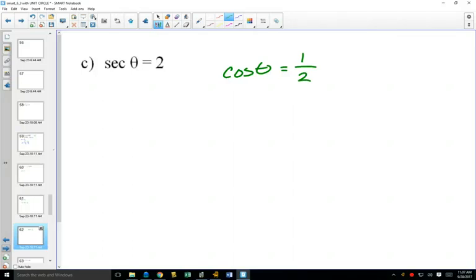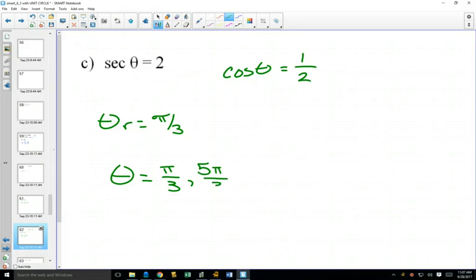Is your x-coordinate ever 1 over 2? Yes. What's the family? The 60 degree family, in radians, that would be pi over 3. What quadrants are we going to look for the pi over 3 family? 1 and 4. So in 1, obviously it's going to stay pi over 3. What's the pi over 3 family member in quadrant 4? 5 pi over 3. Excellent.